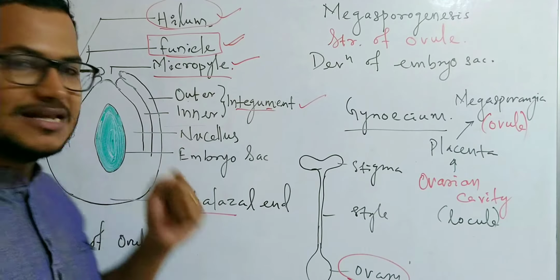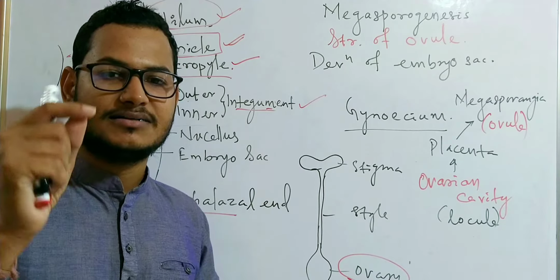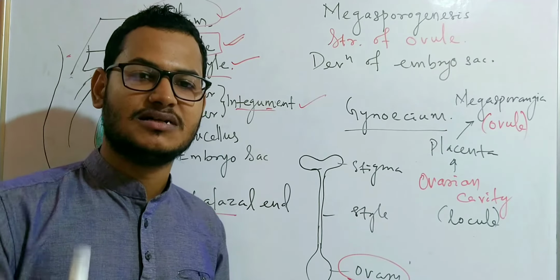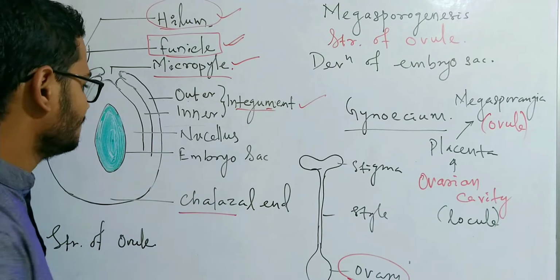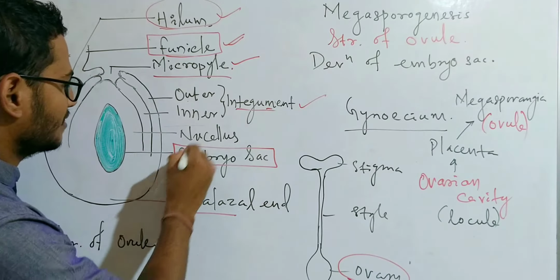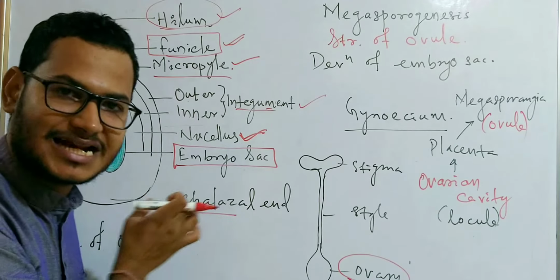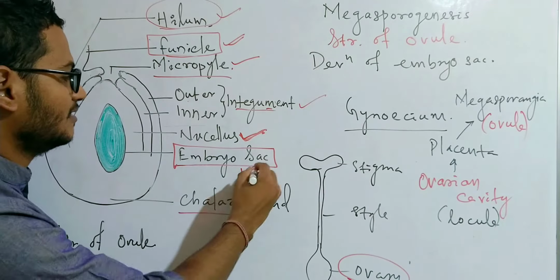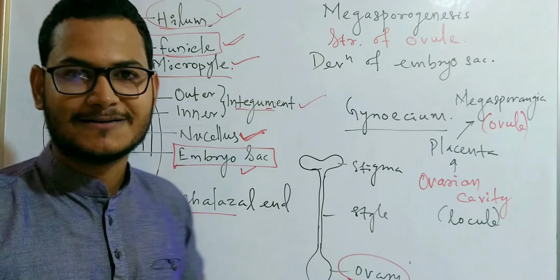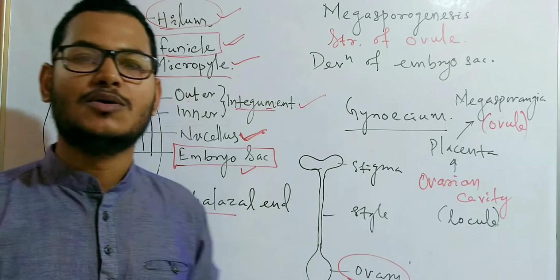Now remember, nucellus is there, and nucellus is a mass of cells, and it reserves food for the development of the embryo sac. The nucellus is the mass of cells present surrounding the embryo sac, and they provide nutrients for the development of the embryo sac. So nucellus plays an important role in the development of the embryo sac.